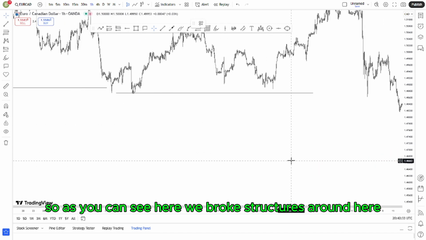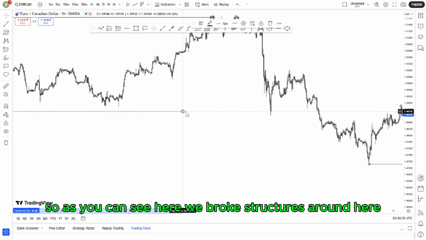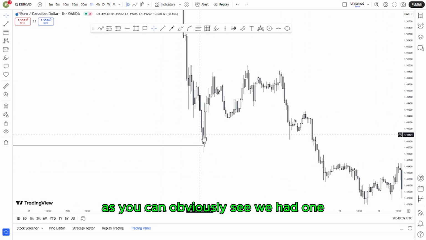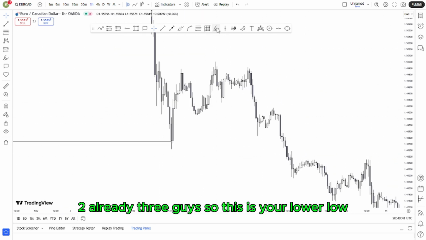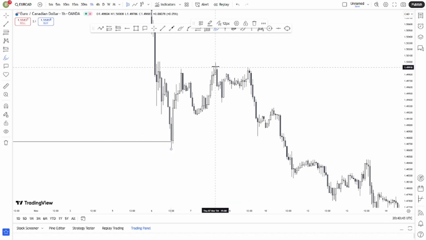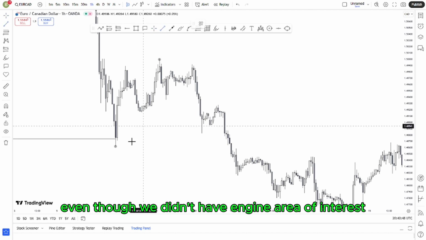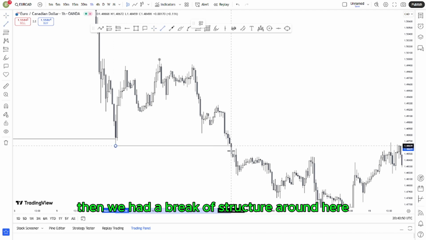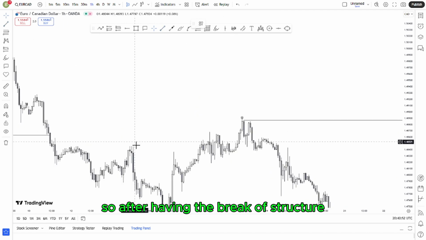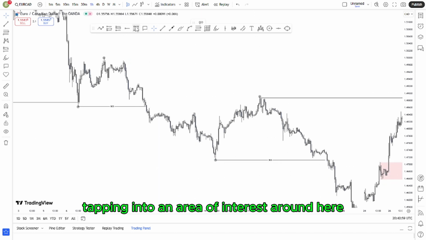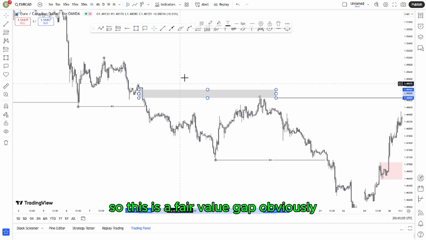Now, as you can see here, we broke structure around here, then the 3 candle pullback. As you can obviously see, we had 1, 2, already 3, guys. So this is your lower low, which means this is your lower high. Even though we didn't tap into an area of interest, we then had a break of structure around here. So after having the break of structure, which means that this was your lower low, this was your lower high, tapping into an area of interest around here. So this is a fair value gap, obviously.